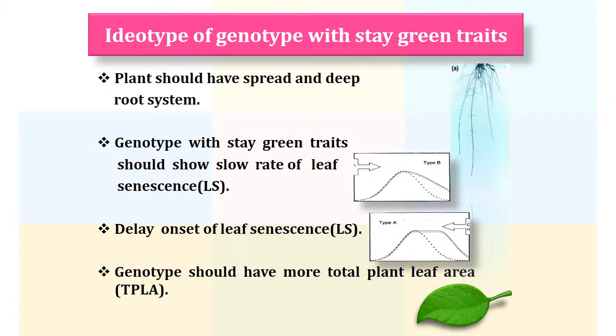Coming to ideotype of genotype with stay-green trait. For an ideotype for stay-green trait, the plant should have a spread and deep root system. A genotype with stay-green trait should slow the rate of leaf senescence, delay the onset of leaf senescence, and should have more total plant leaf area.